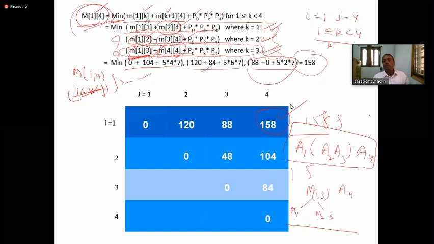What is the cost you are going to get? You are going to get this cost as 158. This is a way of calculating matrix multiplications. Okay.